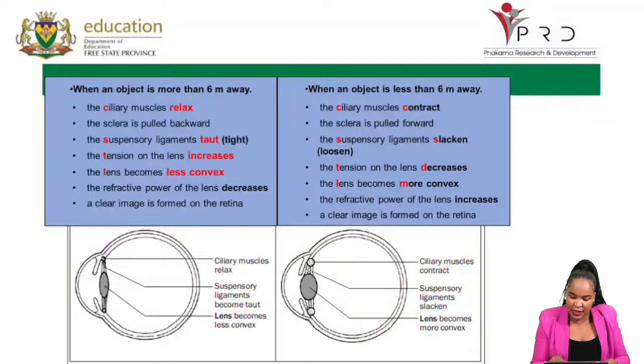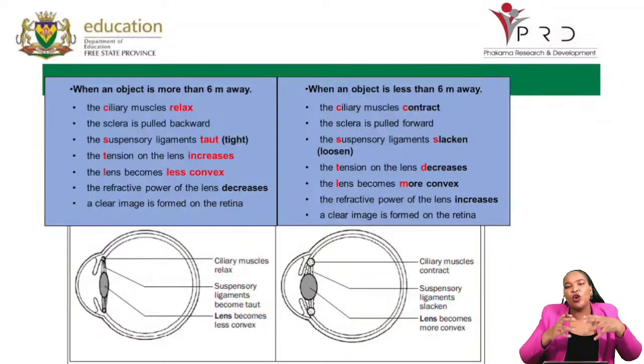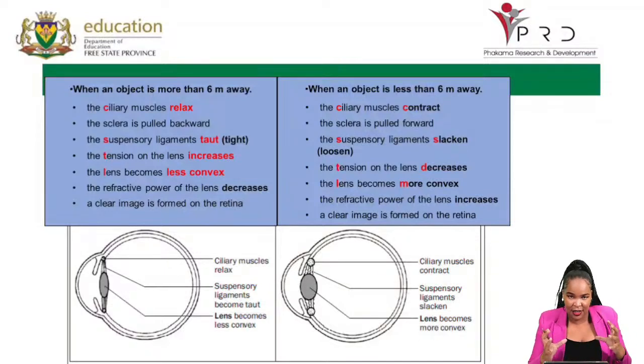And when they are relaxed, the lens is also going to relax, because there's nothing pulling it. When the lens relaxes, it becomes more convex, meaning it becomes thicker. And therefore, the refractive power of the lens increases because it is thick, and a clear image is going to be formed on the retina. So you are going to see it because it is accommodating that this is near.